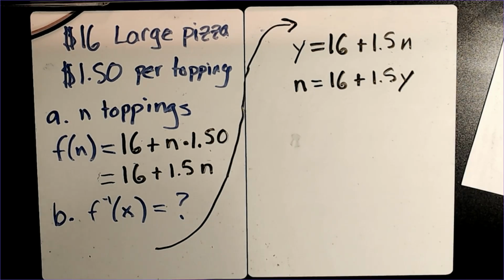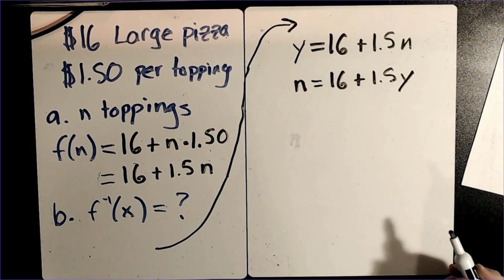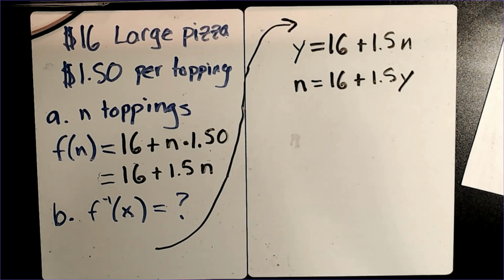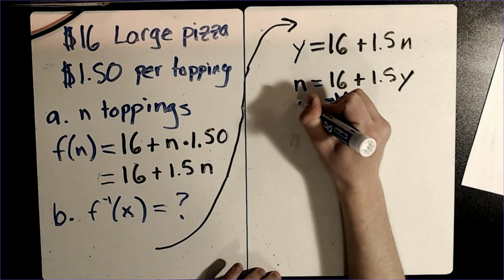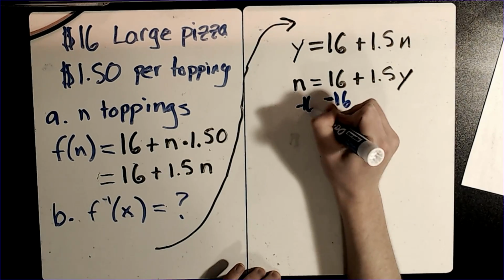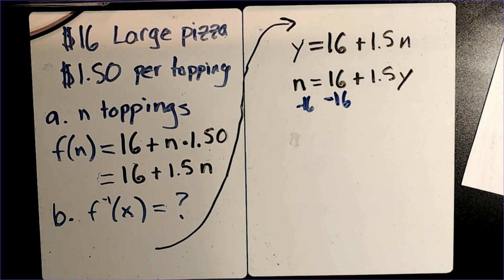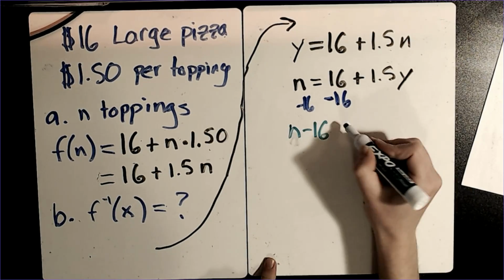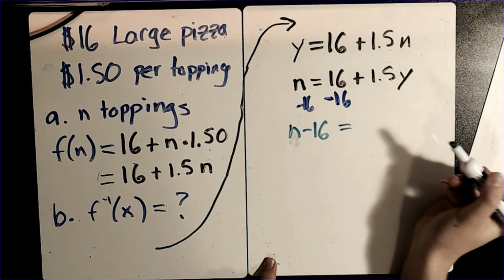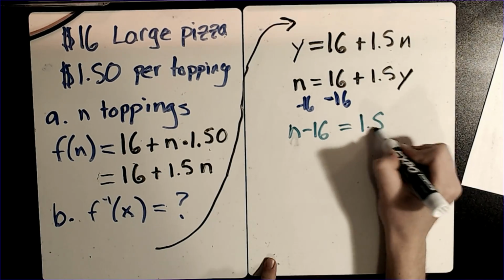Okay, switch those up. And then we switch those variables, and then we solve for y. Okay, so we're going to subtract 16 from both sides. Okay, and so we get n minus 16 is equal to 1.5y.